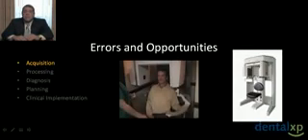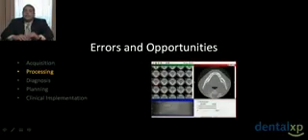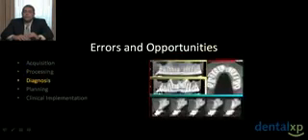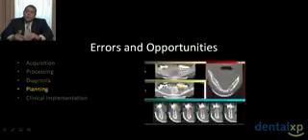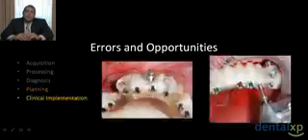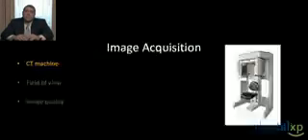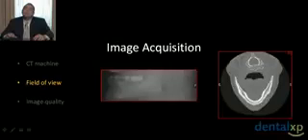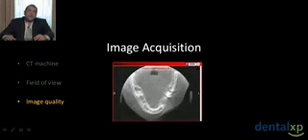And so what I'd like to discuss with you this afternoon, or morning as it may be, are what I call errors and opportunities within computer guidance. These are in the areas of image acquisition, data processing, diagnosis, planning, and clinical implementation. So in the area of image acquisition, let's first talk about the CT machine itself. That's what gathers the data. And we'll discuss the field of view in image acquisition, as well as image quality.